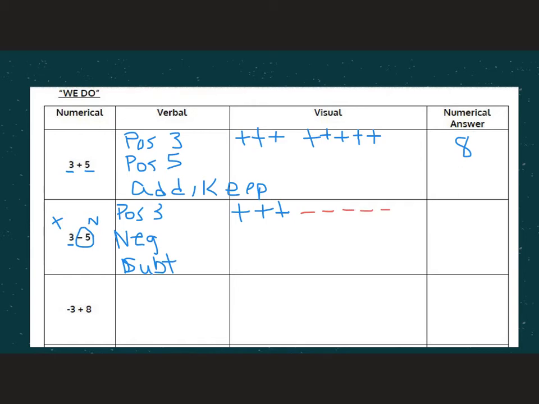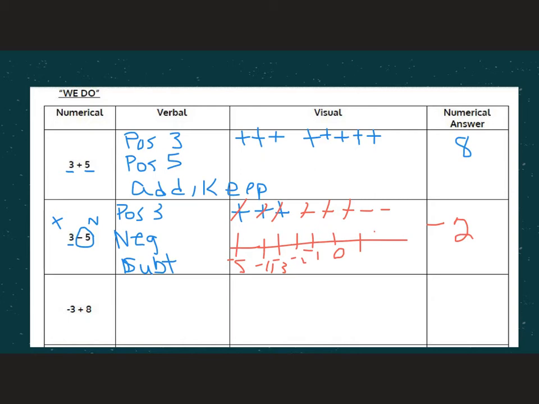Because I know a positive and a negative form a 0 pair, for every positive and every negative, that forms 0. Another positive, another negative, another 0. Another positive, another negative, another 0 pair. That's going to leave me with a negative 2. So, which one of these numbers is farthest from 0? I'm going to say that again.